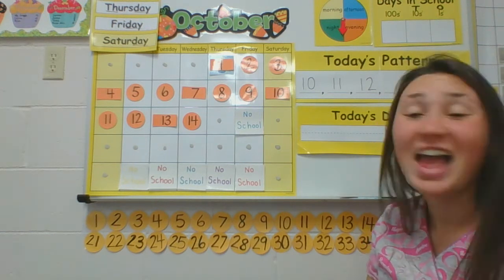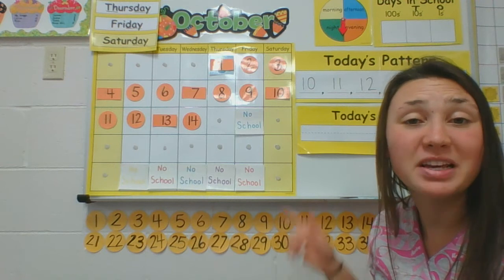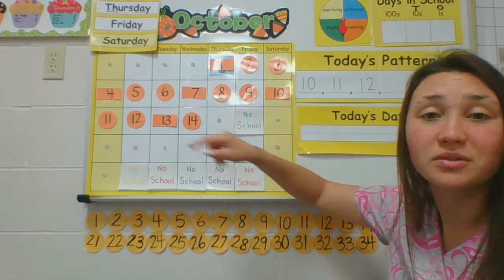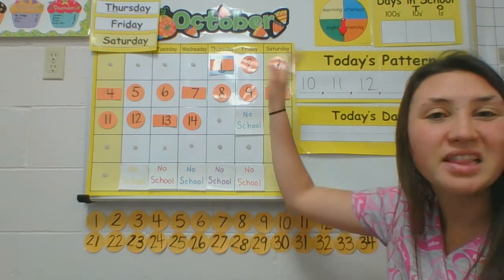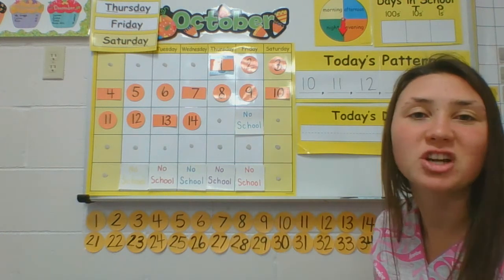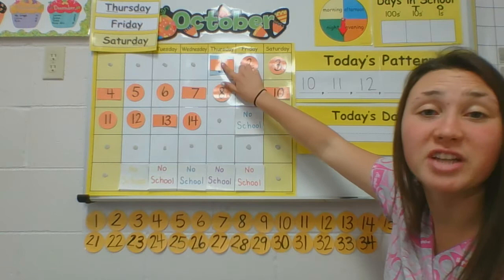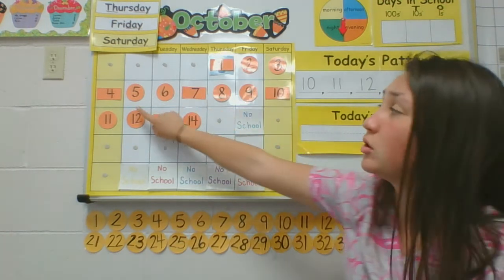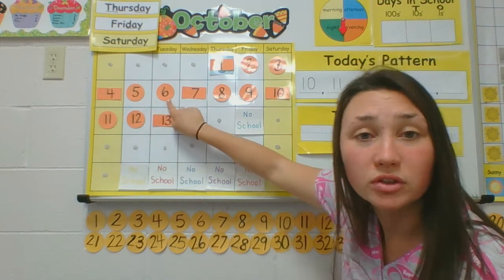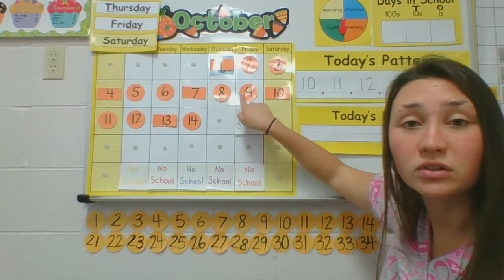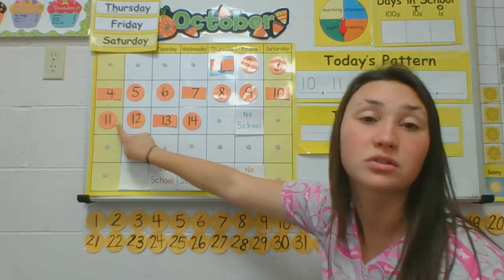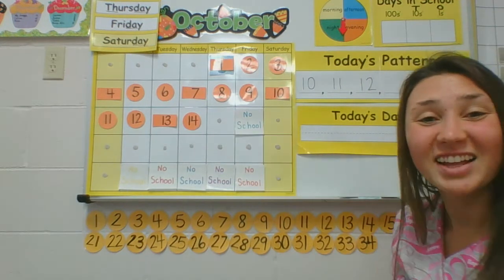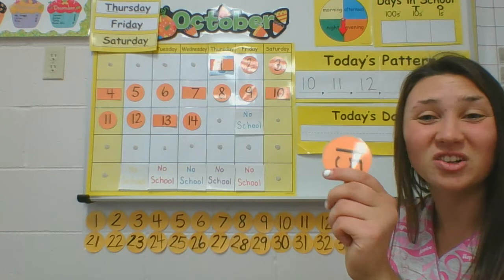Very good. And what shape is today's day going to be if yesterday was a circle? Let's see the pattern from the beginning. Ready? See the shapes with me. Rectangle, circle, circle, rectangle, circle, circle, rectangle, circle, circle, rectangle, circle, circle, rectangle, circle. Yeah, so today will be another circle.